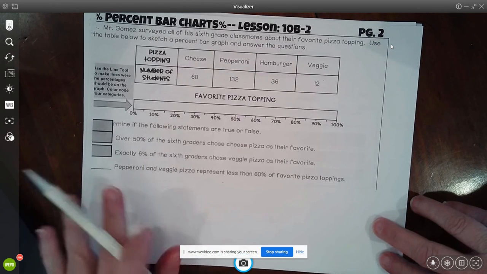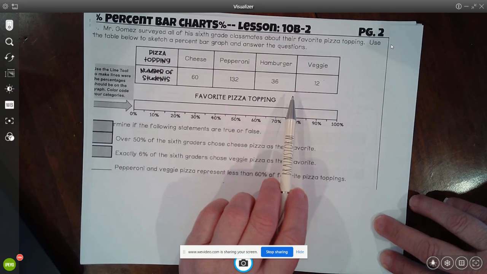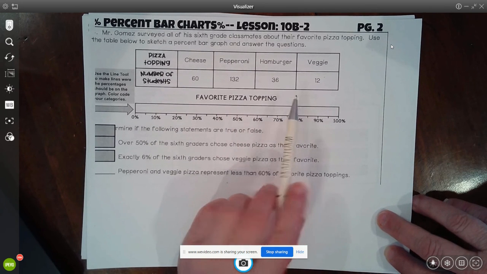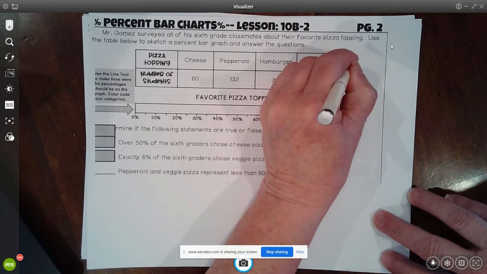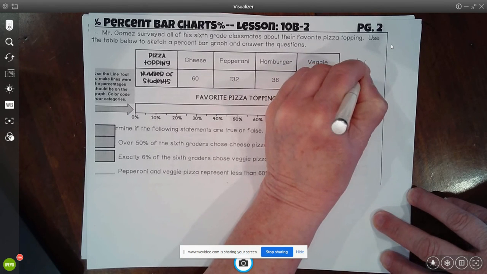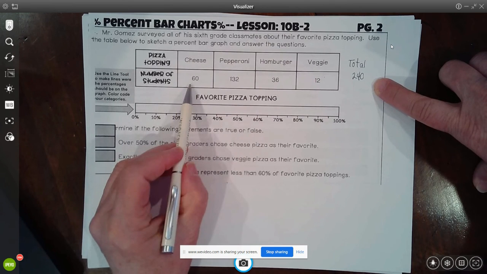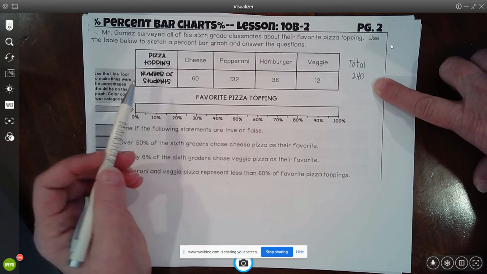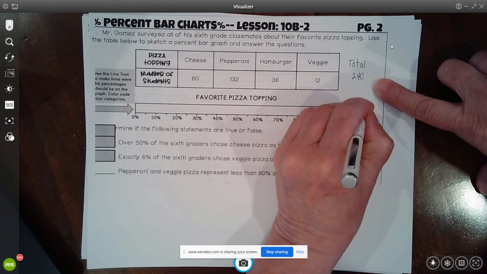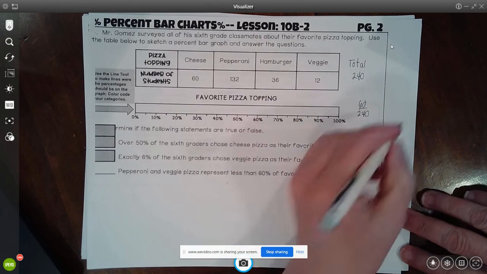Before I can do anything, I need a total of students. So if you'll stop the video and go ahead and do the total. Okay, if you added all of those up, your total students should be 240. Now that's an important number because I need it to be able to calculate the percentages. So let's go ahead and do cheese first. So cheese, 60 students out of 240 chose that. And I want to know what percent that is.